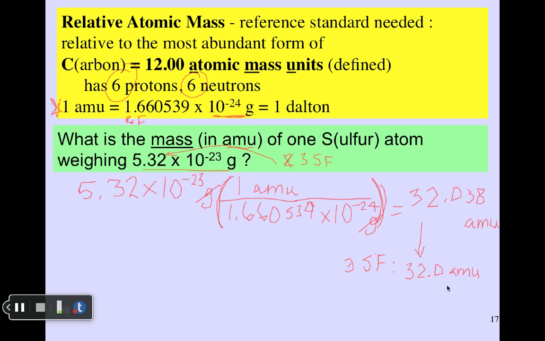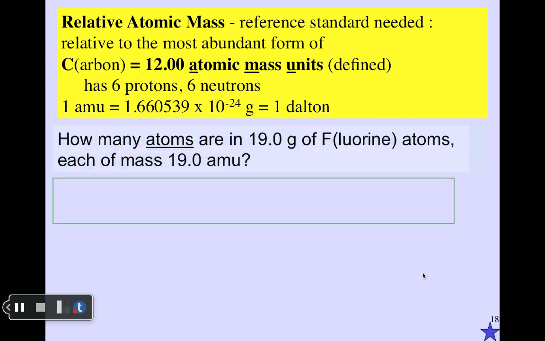Okay, let's do another one that's related to this, but a little bit different. Again, something similar to what you'll see on your homework. I hope you find this helpful. The next one asks how many atoms are there in 19 grams of fluorine atoms if they each have a mass of 19.0 AMU.